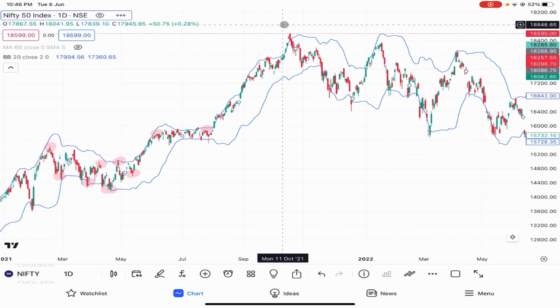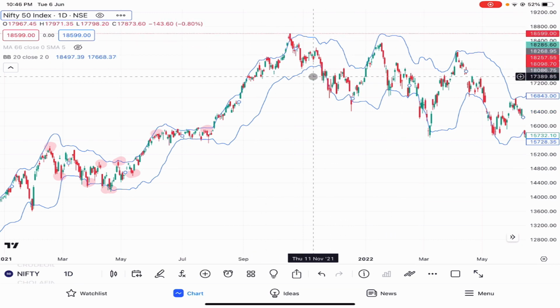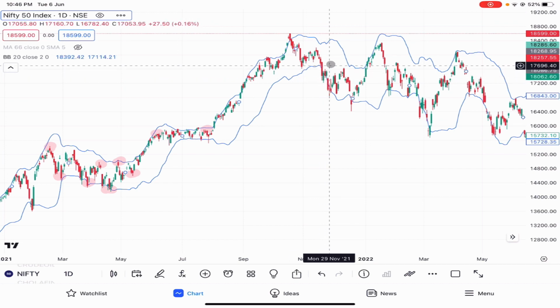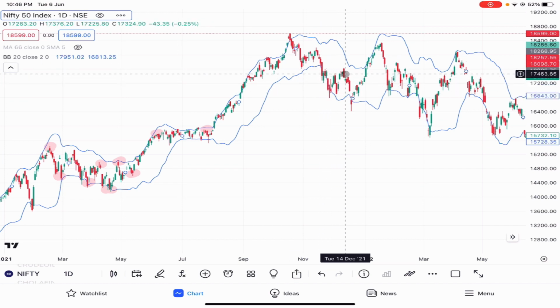If you look at this, the price is usually not going outside the Bollinger Band. The moment the price went outside the Bollinger Band, it came back in. The moment it went down, it came back in. So the price usually is between my Bollinger Bands. Okay. So that's about it.